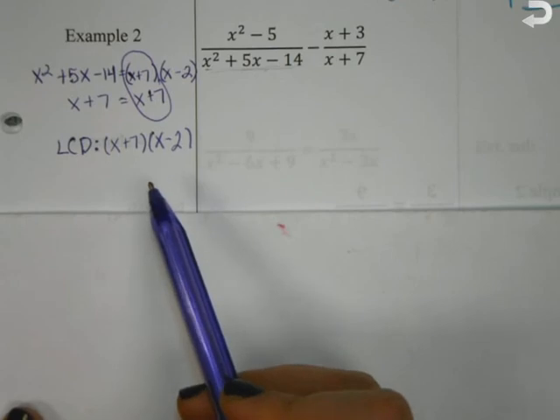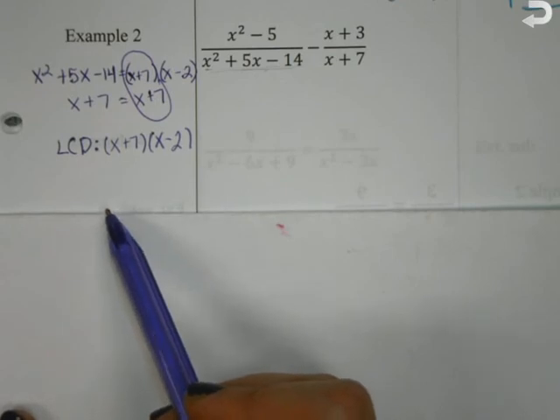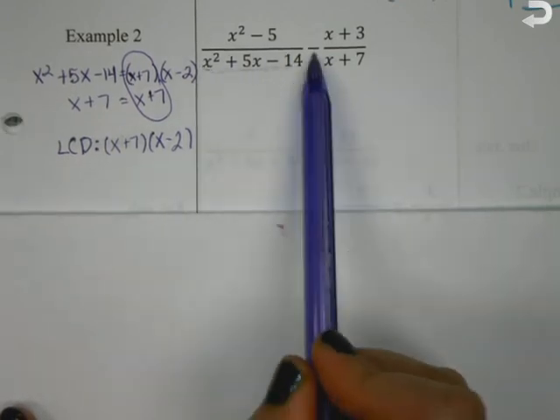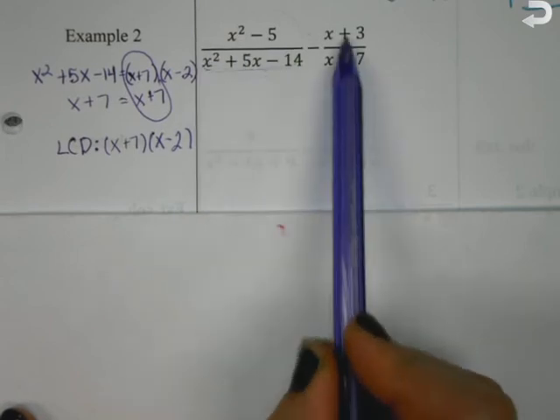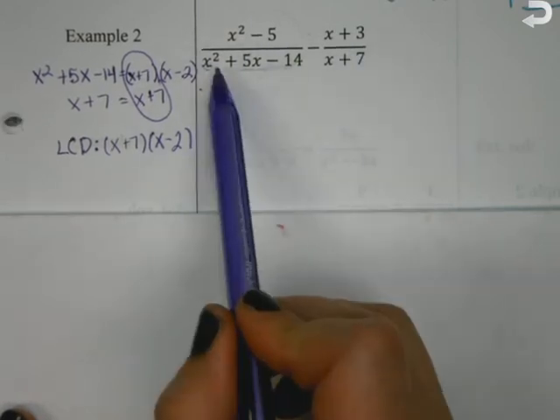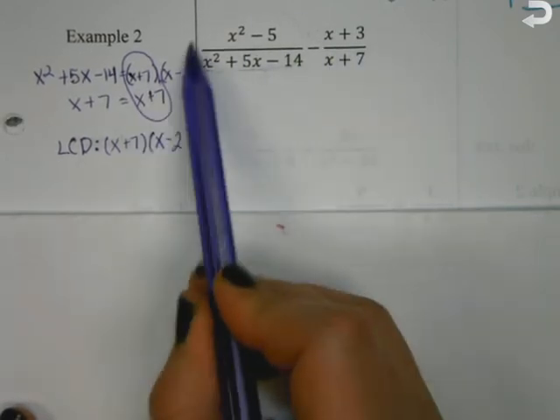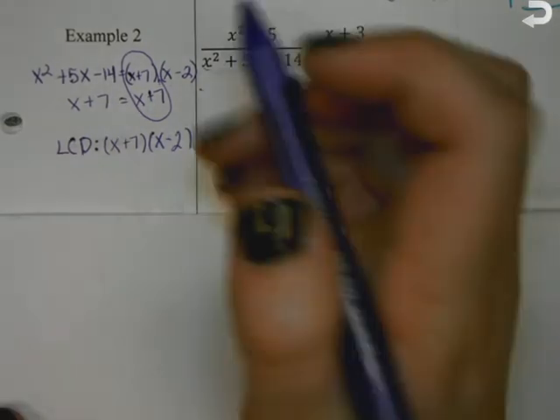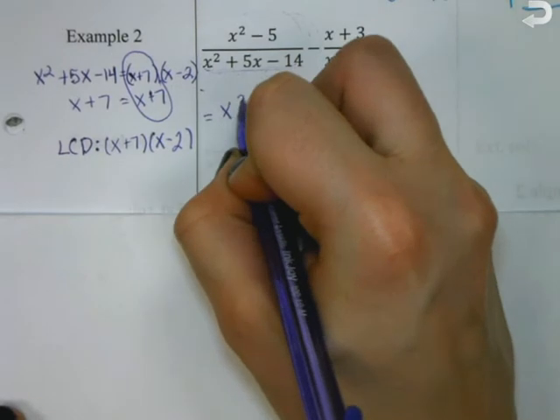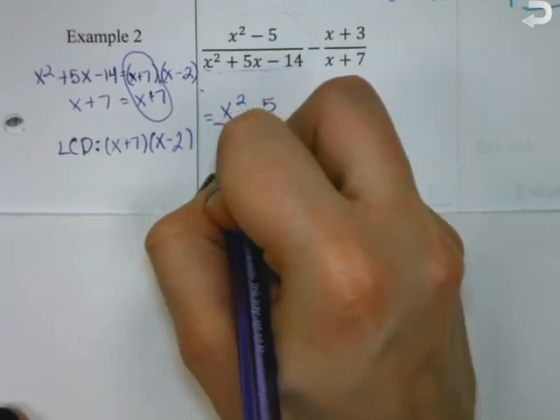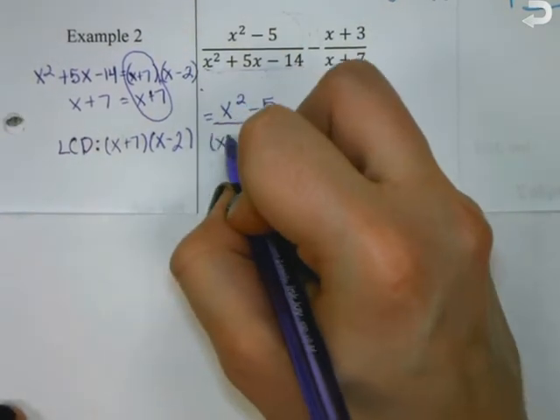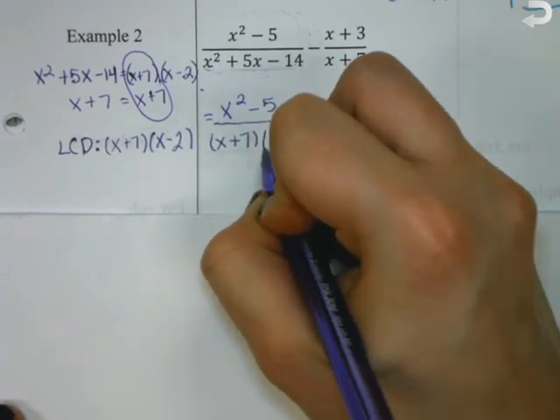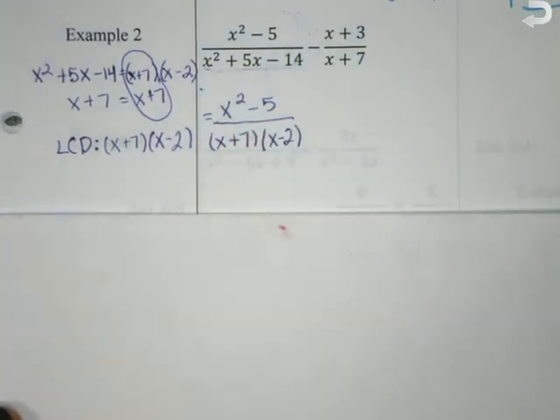So, do I have to change this fraction at all? This already factors to x plus 7 times x minus 2, so it already has the common denominator, so I don't have to change it. So I'm going to just rewrite it. But could it have the x minus 2 on top of the bottom? It does. And then I'm going to factor the denominator just so that it's in the form of the common denominator.